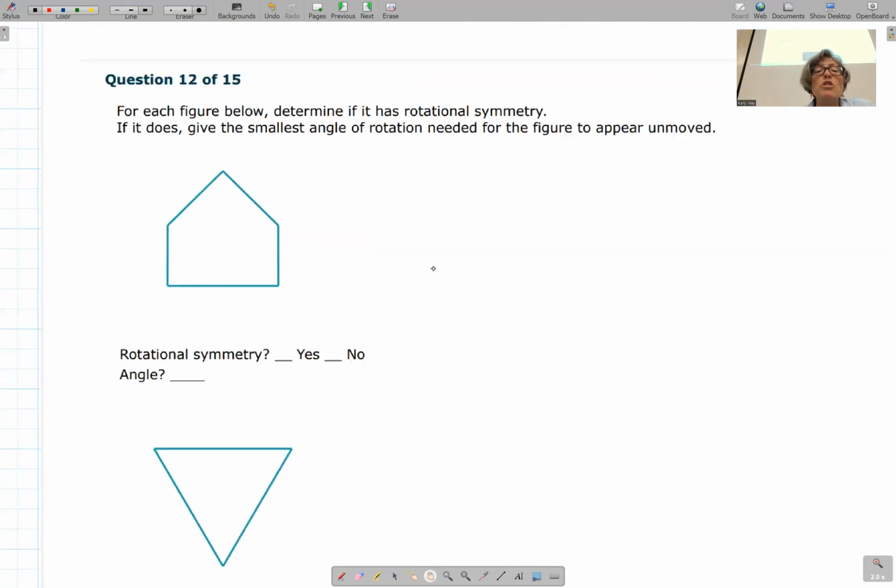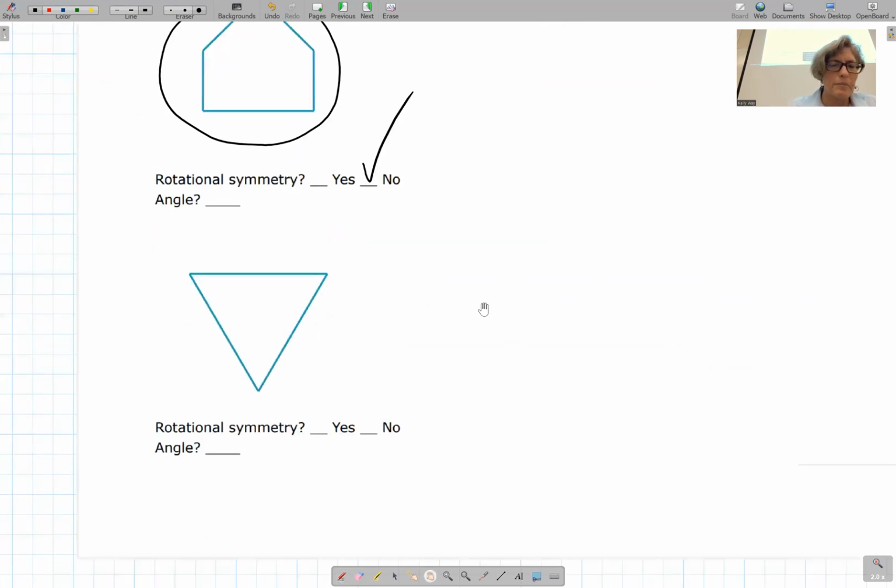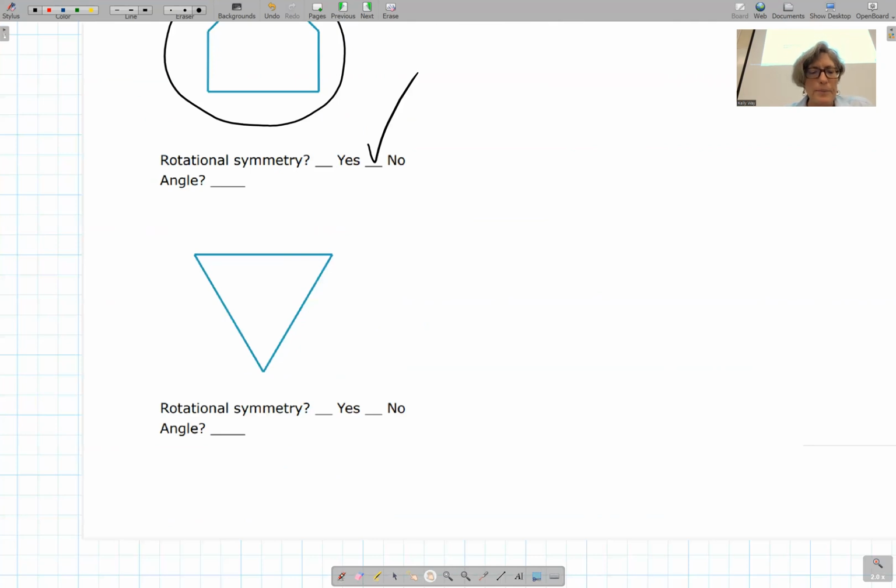Determine if it has rotational symmetry, and if it does, what is the angle of rotation? Rotation means you can turn it and get the exact same image. Well, for us to get the exact same image here, we'd have to go all the way around. So this one would be a no. Therefore, you'd leave the angle blank.